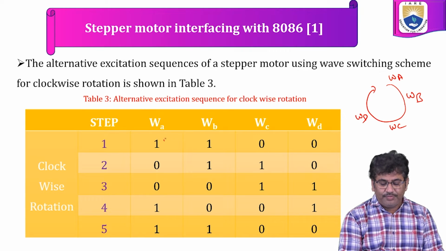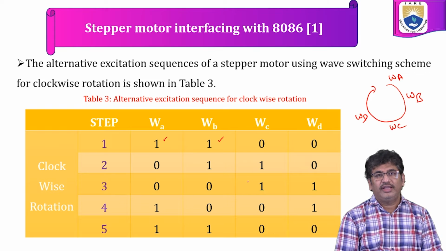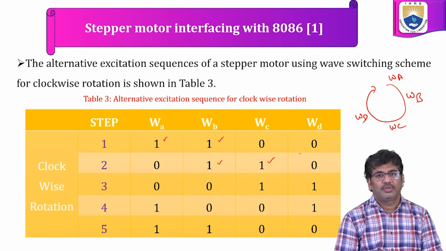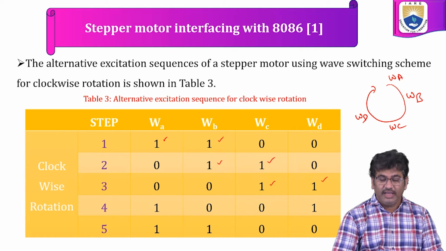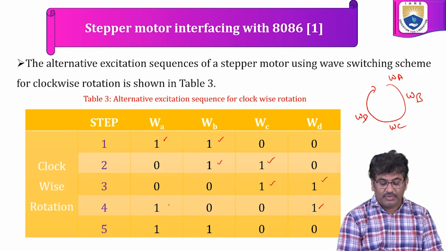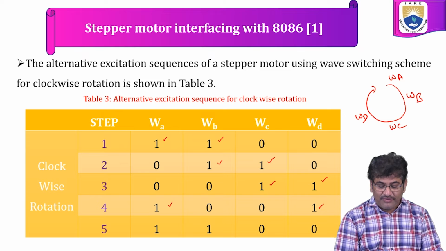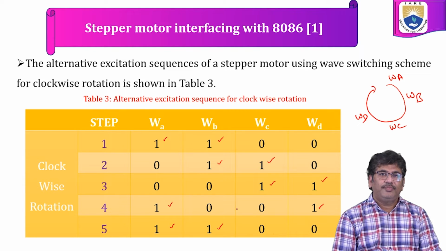So in the first step, we excite winding A, winding B, followed by the next step winding B, winding C. In the next step, winding C, winding D. In the next step, winding D and winding A. So this completes one sequence for the four windings. After that, again winding A, winding B. So in this alternative scheme, two windings are excited at a time.